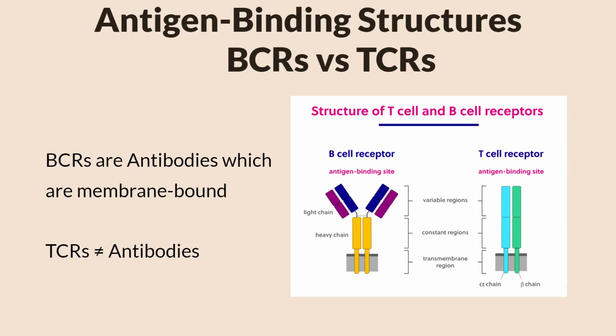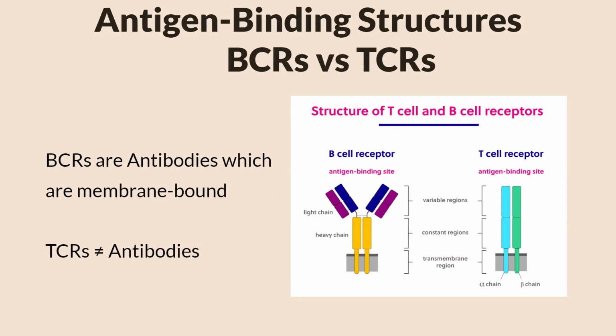Antigen binding structures. So we have BCRs and TCRs. BCRs are antibodies which are membrane bound. Your B cell receptor produces these. This is what I think of as an antibody: you have your heavy chain, your light chain, your variable regions, and your constant region. And that's typically the structure of a B cell receptor.